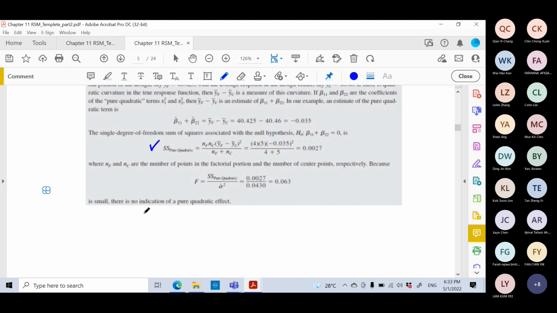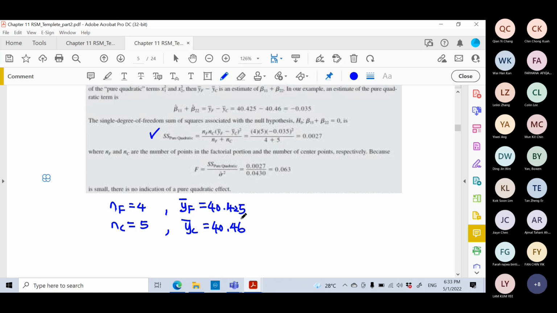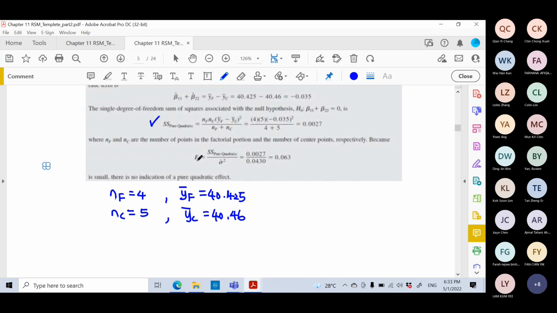So therefore, I can write it out here. The number of factorial points will be equal to 4. The number of center points will be equal to 5. Based on the factorial points, you can calculate the mean for the factorial points, which is given here as 40.425. The mean for the center points will be equal to 40.46. Okay, so from here you can check the F statistic.